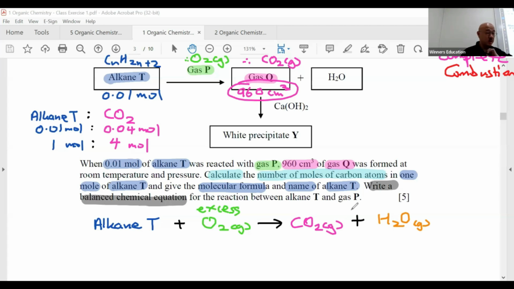Okay? Now, so what is important? We are doing molar ratio. We are going to do primary 3 ratio. Now, you must agree with me, the alkane is what? The alkane is the limiting reactant because it's complete combustion. And we know the ratio is 1 is to what? 1 mole of this, when it burns, it gives me 4 moles of carbon dioxide.